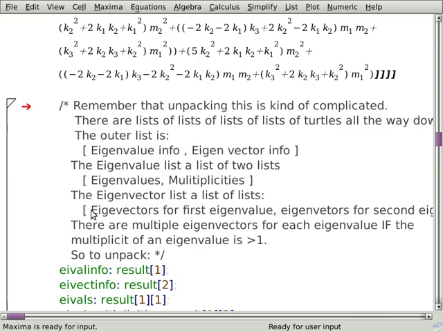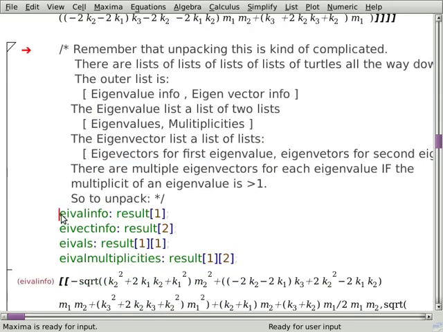And then, right, so this is a list of a list of a list. And then each eigenvector is itself a list with the components of the eigenvector. Huh. But looking at all this, you can sort of unpack it like this. So the eigenvalue info is the result, the outer list, eigenvalue, eigenvector. Okay, fine. It would have been clearer if I had said eival info, right? The first element of the eigenvalue info is the eigenvalues, and the second element of the eigenvalue info is the multiplicities, right?